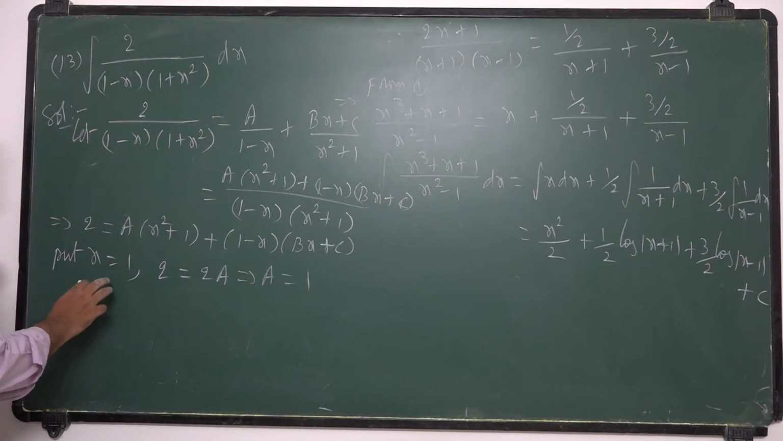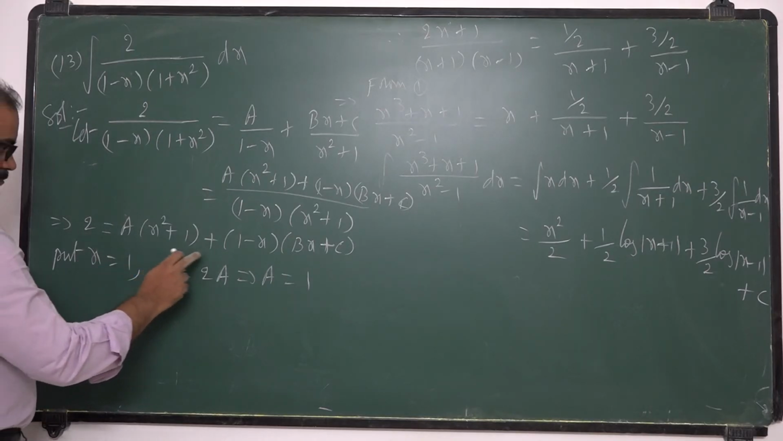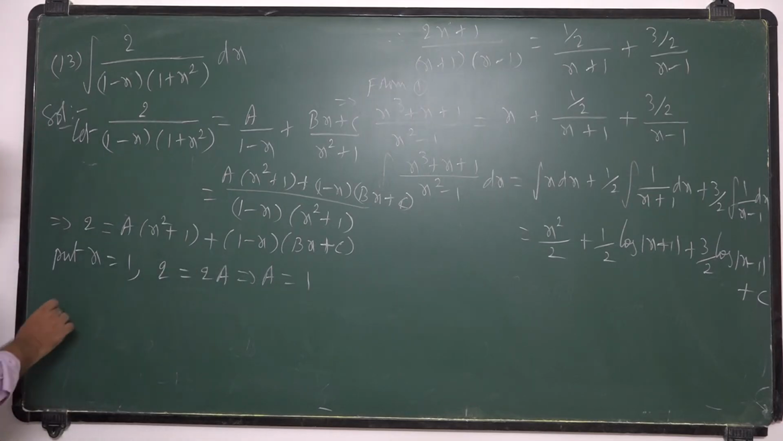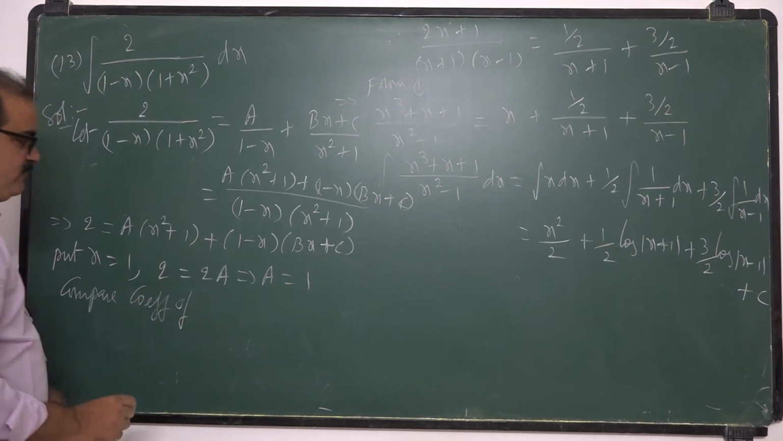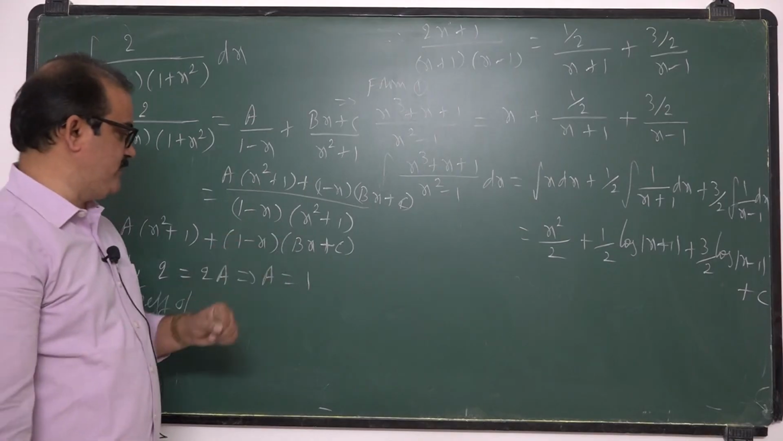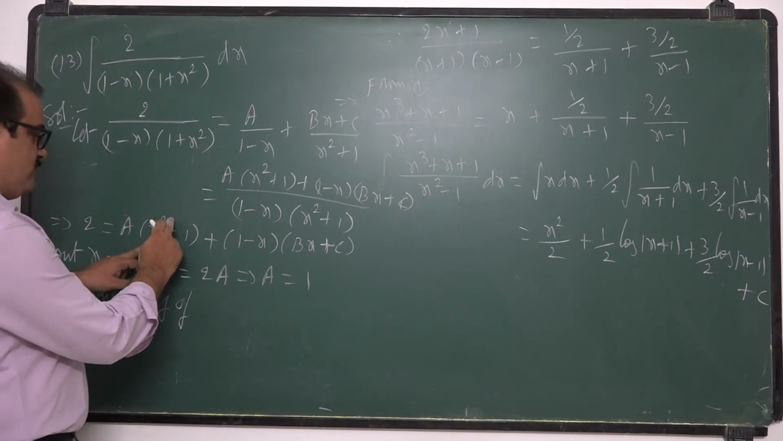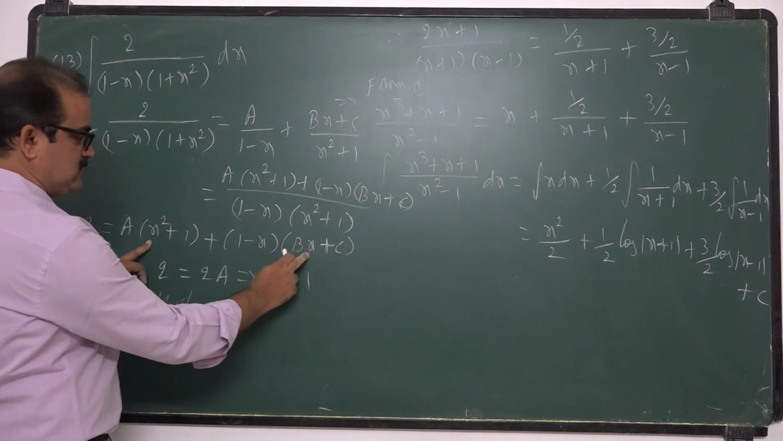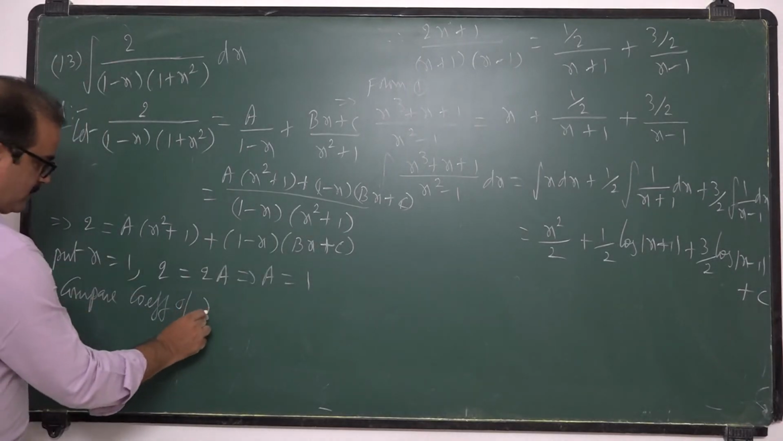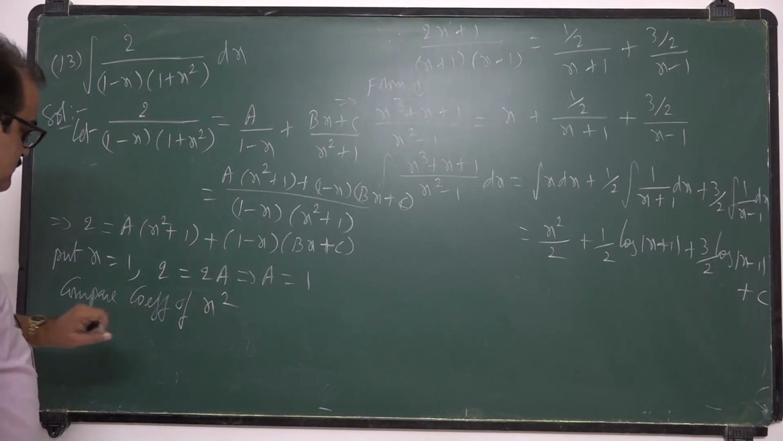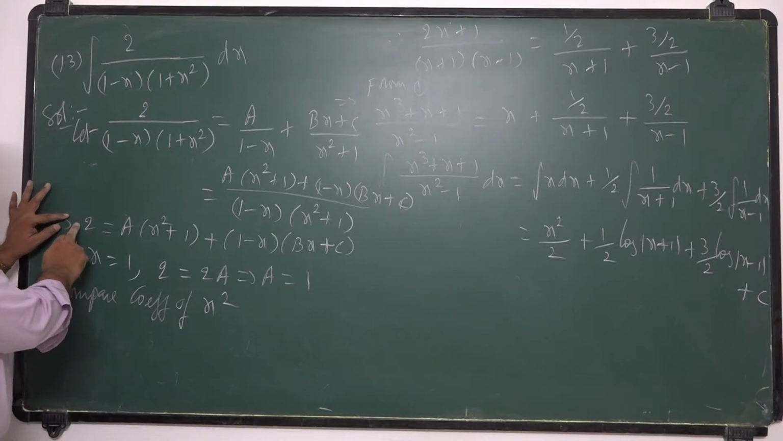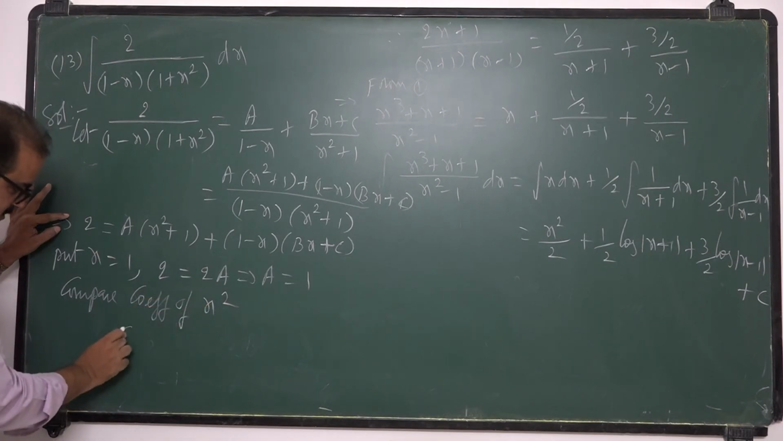Next, there are no more linear factors, so compare the coefficients. First we compare the higher powers of x. What is the highest power of x? x squared. Here also there is x squared. So compare the coefficient of x squared. In the LHS there is no x squared term, so its coefficient is 0.